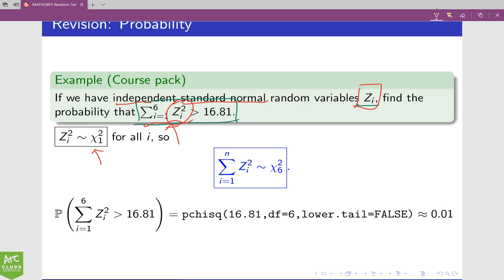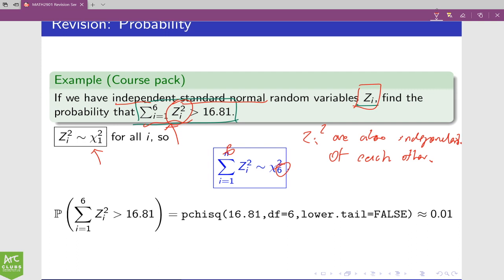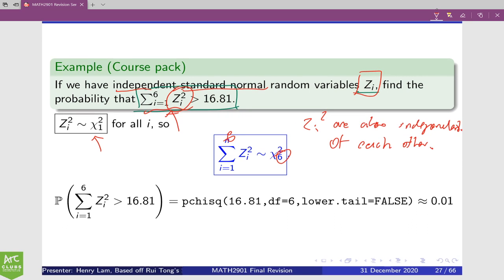And since the Zi are independent, that implies that the squares are also independent of each other. So you can just use the fact that everything is chi-squared 1, and they're all independent of one another, so I just add up the degrees of freedom. That should be 6. There's 6 of them, and so 1 plus 1 plus 1 plus 1 plus 1 plus 1 equals 6.